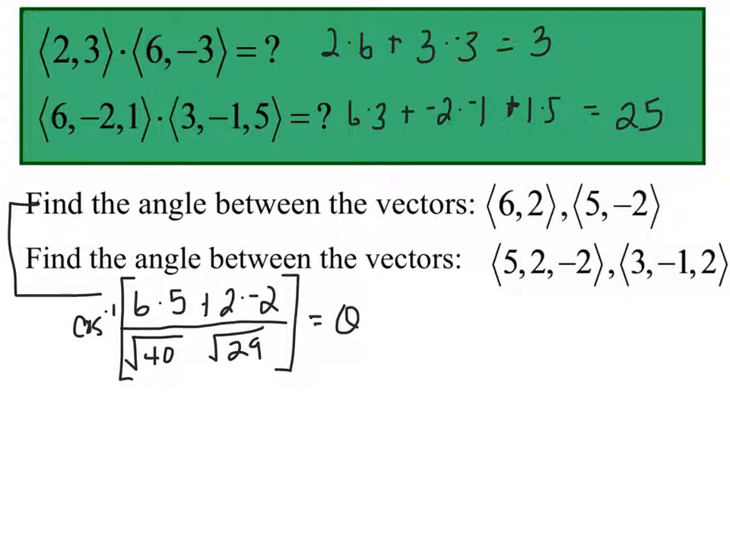So I'll still be able to dot this. So we've got 15 minus 2, because plus negative 2, minus 4. So 15 minus 2 minus 4 is 9. We have a dot product of 9.